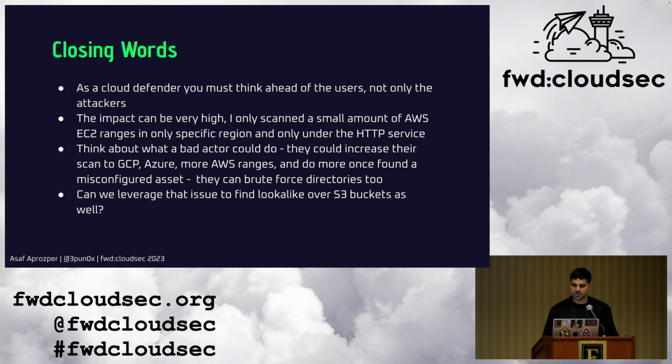They wouldn't limit themselves to AWS. They can be all over GCP, Azure, and be scanning more AWS ranges than I did. And they wouldn't stop there, just scanning for open services. No, they will brute force their way through directories too on every misconfigured asset. And hey, here's a thought. We've been talking about lookalike IP ranges, but what about other things like S3 buckets? It could be the same problem there too. Maybe S3 buckets behind CloudFront might be something worth digging into.